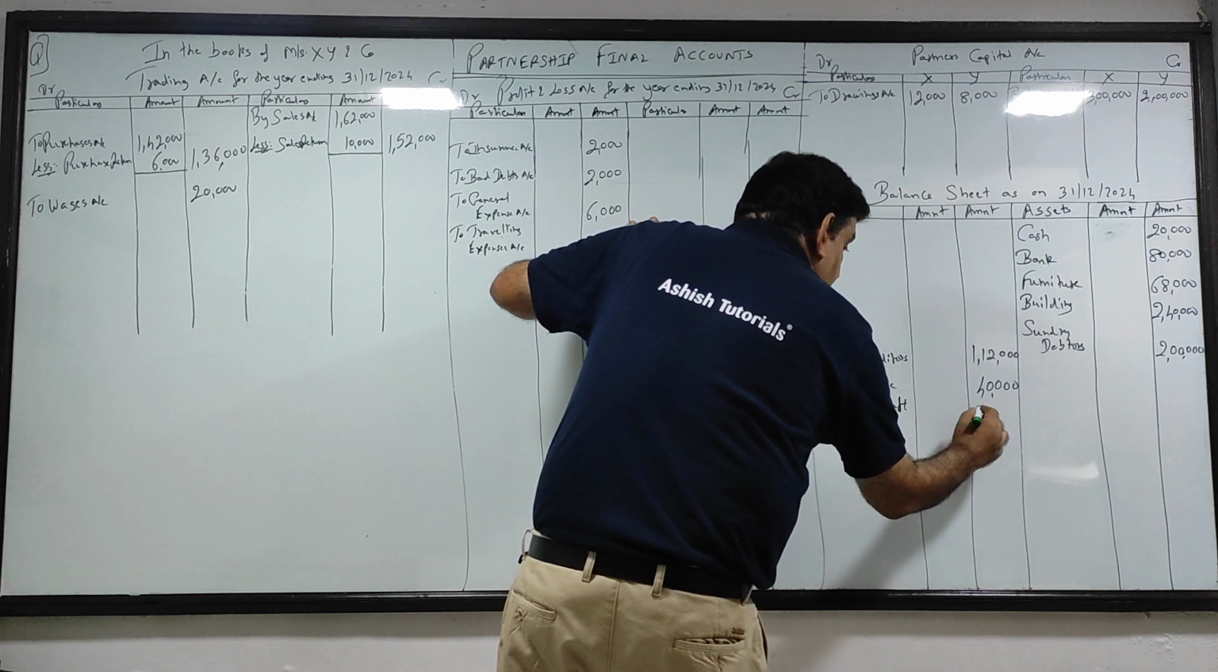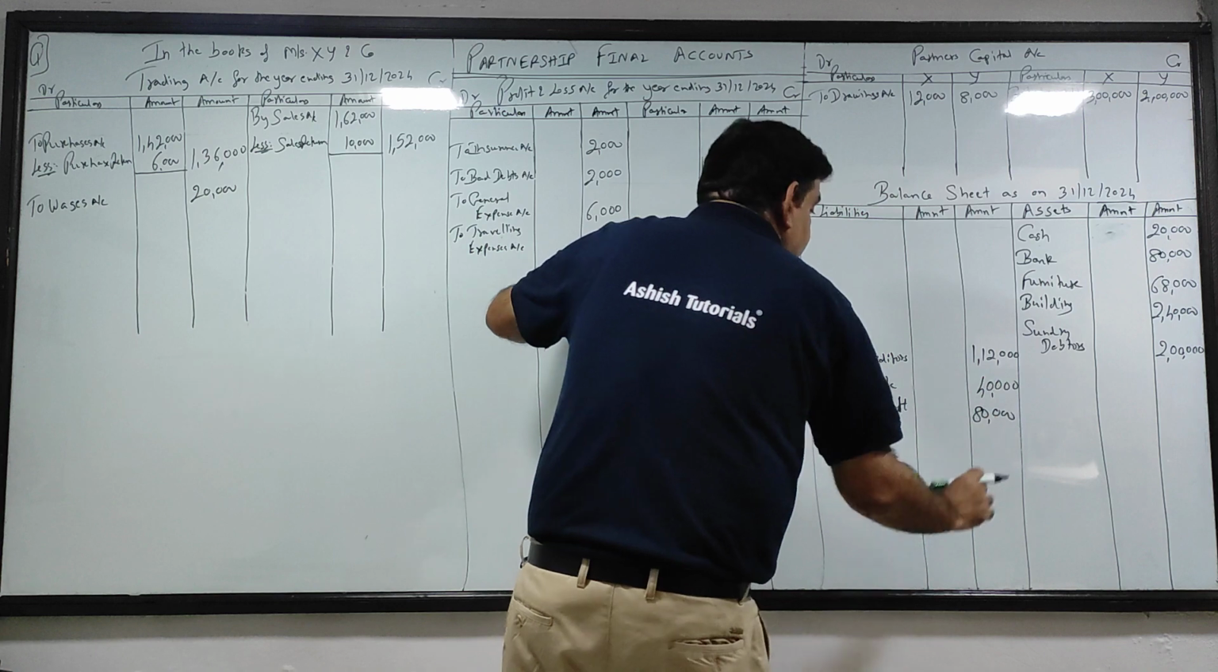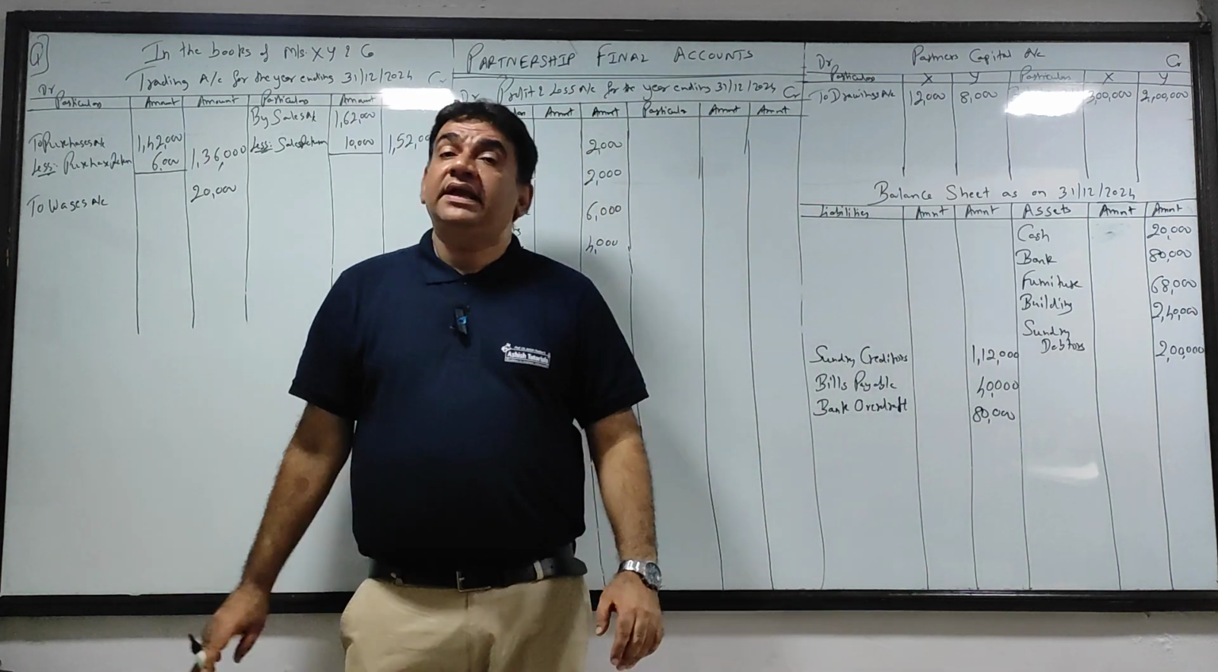Right. Bank overdraft. No adjustment. Second column में 80,000.